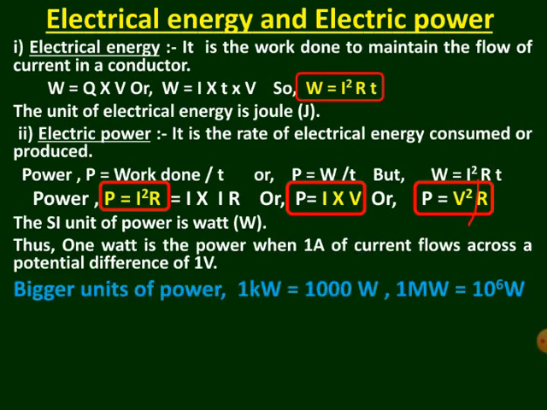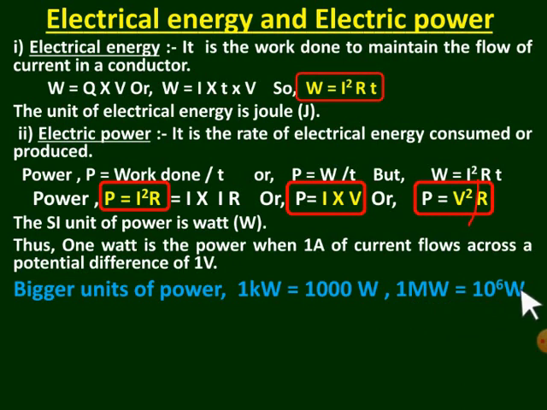There are some bigger units of power. This 1 watt is a small power, so the bigger units are 1 kilowatt. Kilo means 1000, so 1 kilowatt will be equal to 1000 watt, 10 to the power 3 watt. 1 megawatt, capital M means mega, that means 1 million. If I write small m, it will be 1 milliwatt, 10 to the power minus 3. But this is capital M, so it is megawatt. 1 megawatt will be equal to 1 million watt, that is 10 to the power 6 watt.